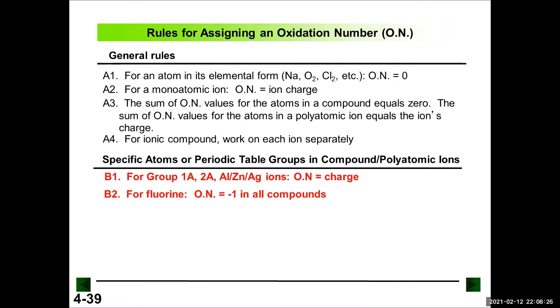The next level is fluorine in a compound. Because fluorine has the highest electron activity, it always tends to gain electrons, so we assign the ON equal to -1 in all compounds. Remember, this does not include the element, such as F2.